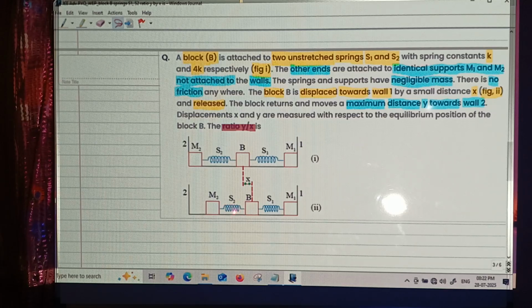It will go towards right, and when it reaches here, this M2 would have touched this wall. And when this block moved towards right, this spring S2 will get compressed. But this spring S1, since this end is free, will not get stretched or compressed. It will be in a relaxed state. So after reaching this point, when it moves towards right, this spring S2 will get compressed and energy will be stored here. You can pause and attempt this question.